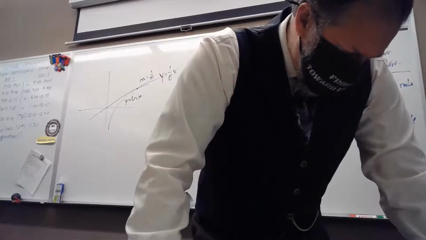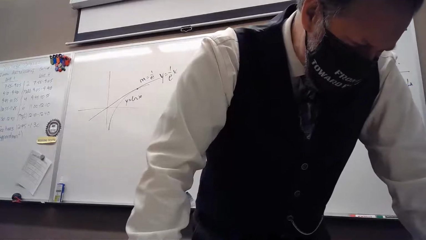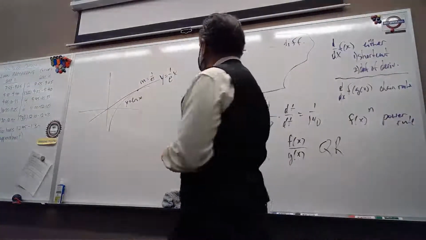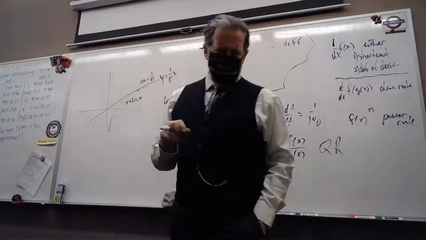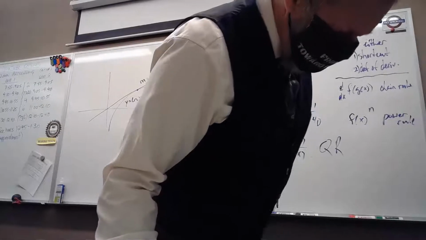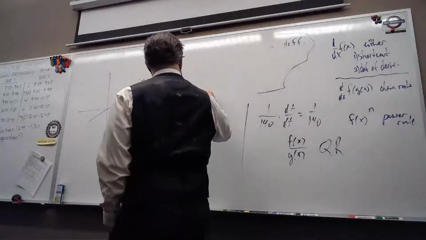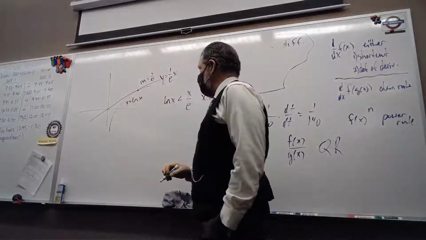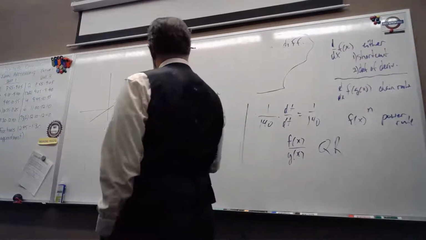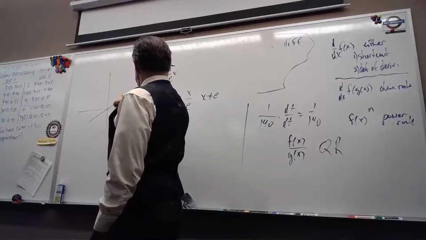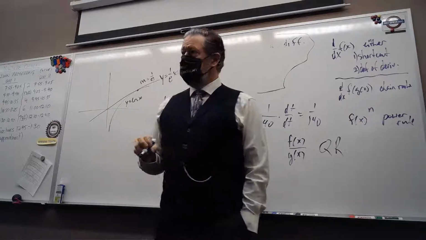Give an argument based on the graphs of y equals natural log of x and the tangent line to explain why natural log of x is less than x over e for all positive x, not e. Are you okay with that argument? Okay, there's natural log of x, there's x over e, and that's less than that everywhere except right there at that one point. Okay?